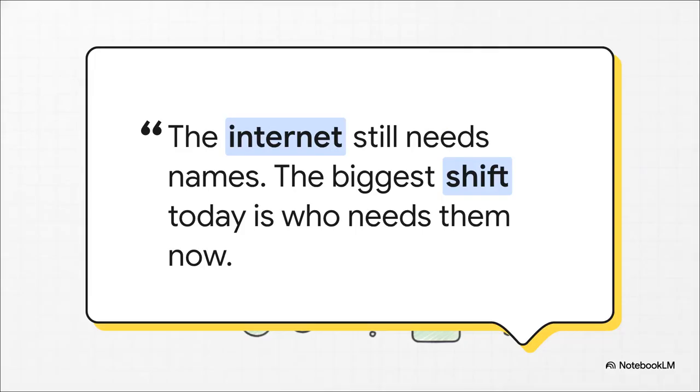Which brings us to this really powerful thought from our sources to conclude today's explainer. Quote, "The internet still needs names. The biggest shift today is who needs them now." End quote. We are moving so rapidly from individuals just needing a cool nickname for their crypto wallet to massive institutions, governments, and complex DAOs needing verifiable on-chain public infrastructure.